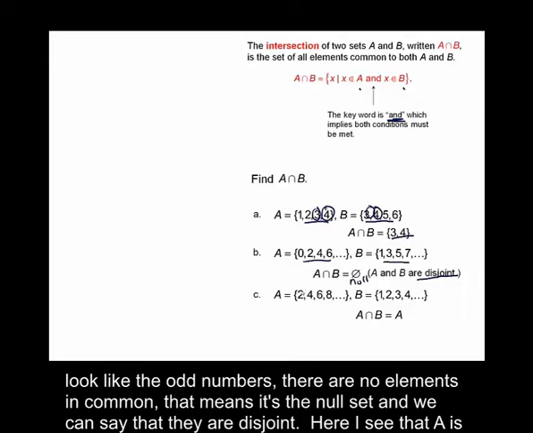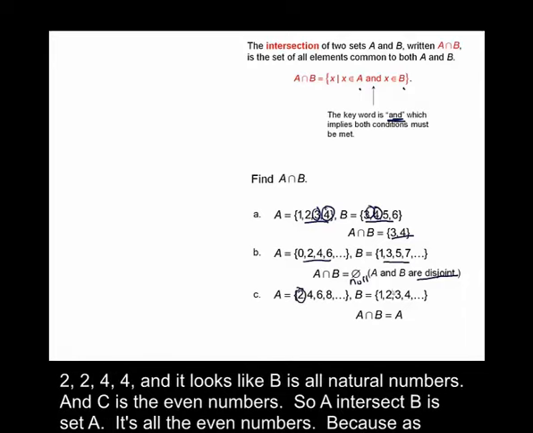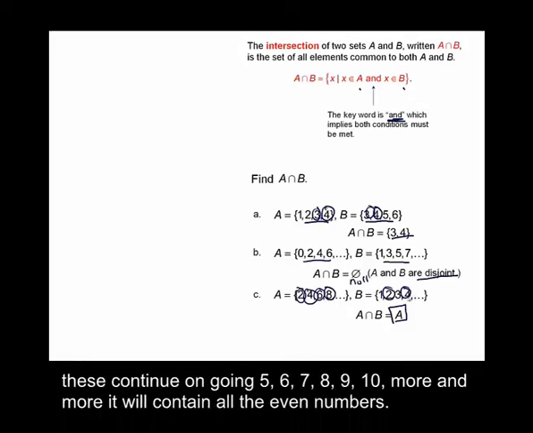Here I see that A is 2, 4, 6, 8, and it looks like B is all natural numbers, and C is the even numbers. So A intersect B is set A. It's all the even numbers. Because as these continue on going 5, 6, 7, 8, 9, 10, more and more, it will contain all the even numbers.